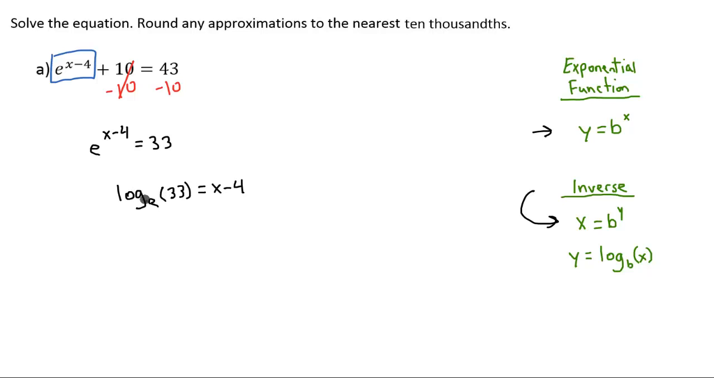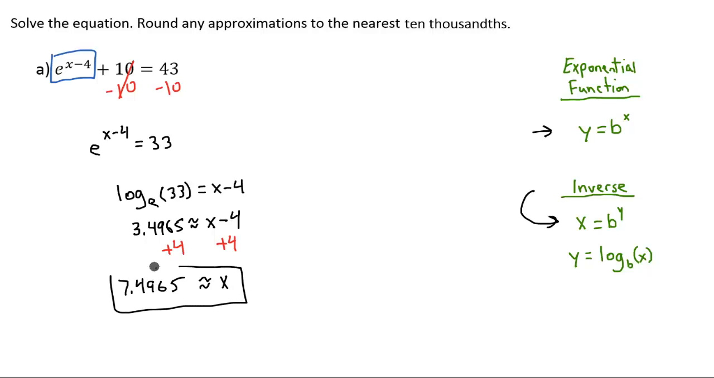Okay, now at this point you could go about it two different ways. You could use your calculator and evaluate log base e of 33. That's going to give me about 3.4965. So that's going to be an approximation, and then we have x minus 4. And I could go ahead and keep solving that, which is going to be adding 4 to both sides. So x is going to be approximately 7.4965 as my final answer.